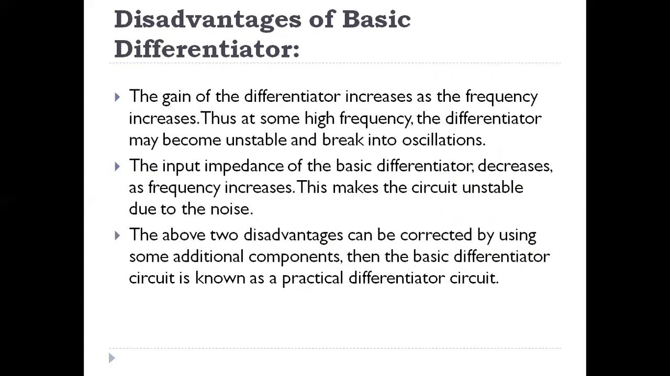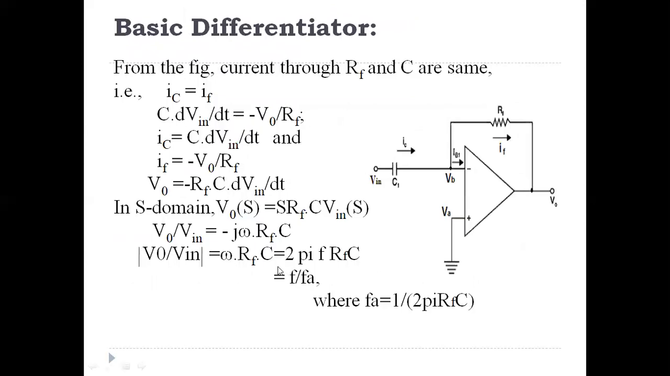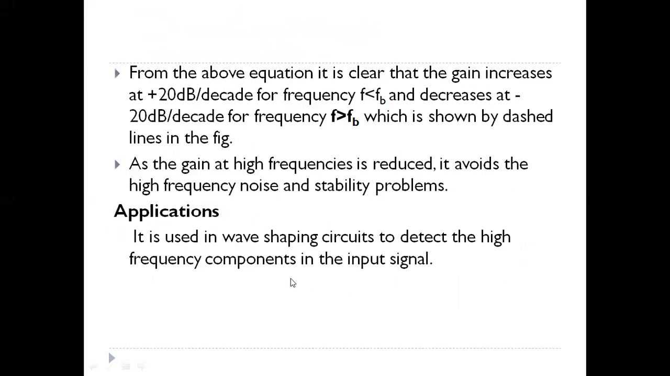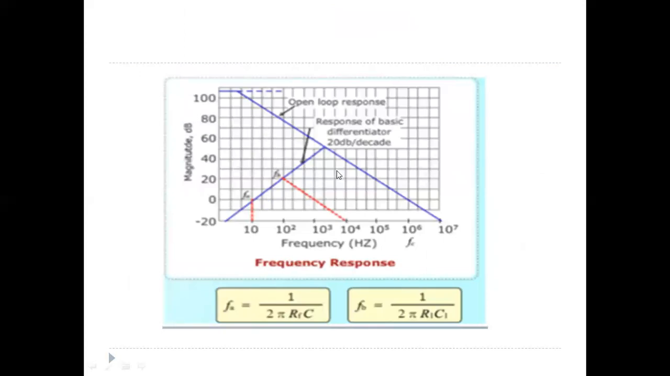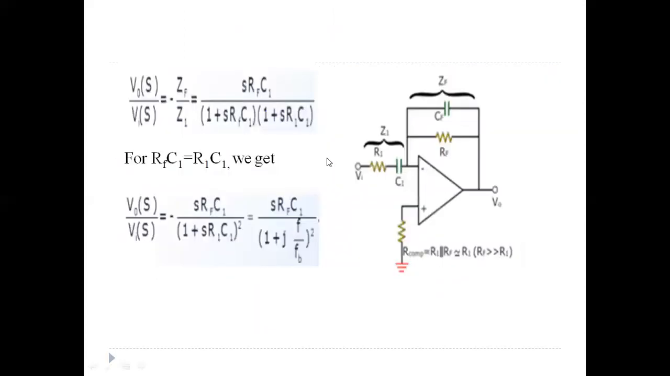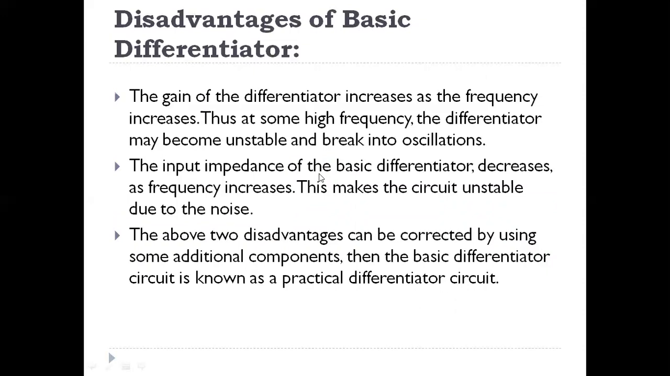So the disadvantage of basic differentiator, that means in this case also, if you observe the figure, we can get some open loop response if you go for the higher frequencies. The output of the basic differentiator will be non-linear. So the gain of the differentiator increases as the frequency increases. So at higher frequencies, the differentiator becomes unstable. So that will lead to some oscillations, and the input impedance also decreases as we move to higher frequencies.